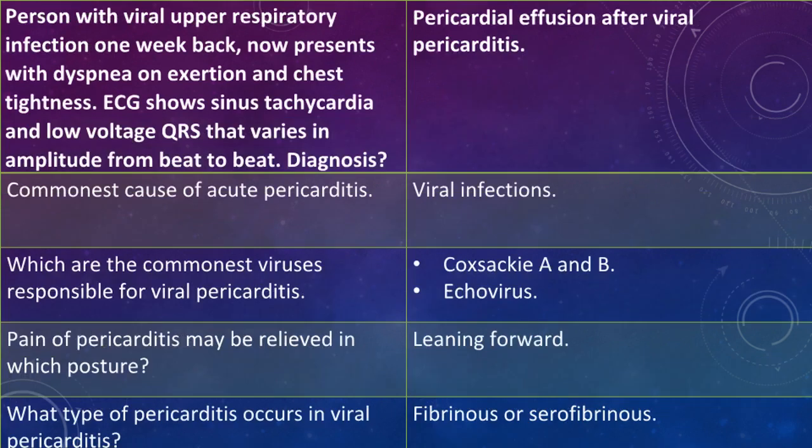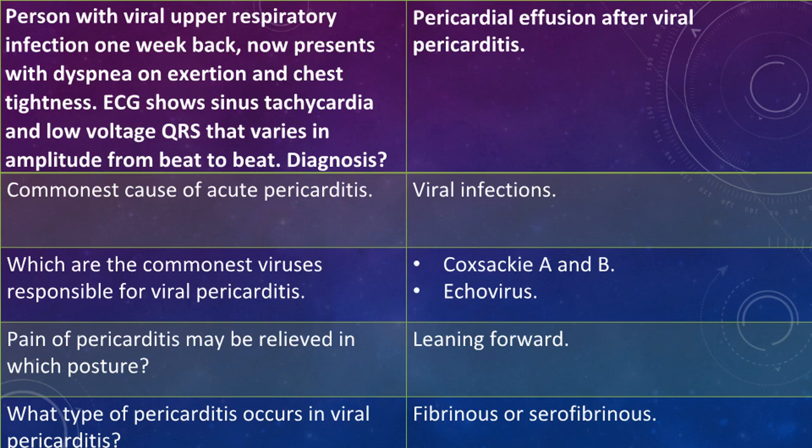A person with a viral upper respiratory infection 1 week back now presents with dyspnea on exertion and chest tightness. ECG shows sinus tachycardia and low voltage QRS that varies in amplitude from beat to beat. Diagnosis: pericardial effusion after viral pericarditis. Commonest cause of acute pericarditis: viral infections. Which are the commonest viruses responsible for viral pericarditis? Coxsackie A and B, echovirus.